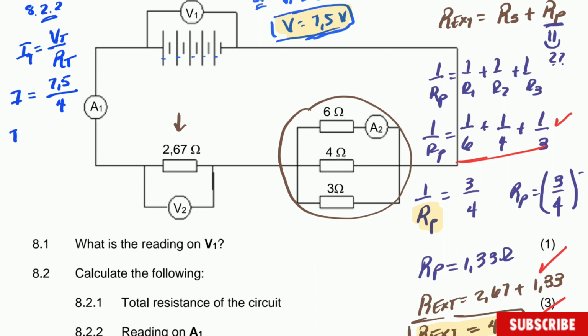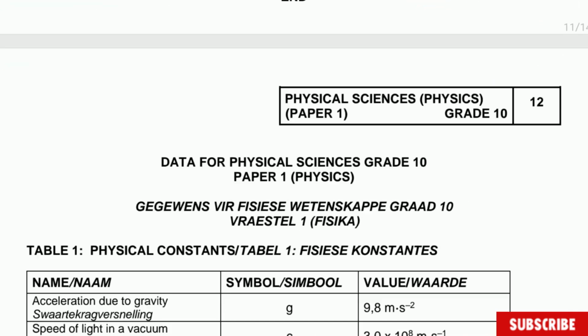So when you calculate the current, you will get 1,8788 amperes. That is the answer for this specific ammeter there. Now, how do we mark this one? This is one mark for this formula, one for this substitution, and one for that answer. It's quite simple. This formula is not given to you because it's not part of grade 10. It will be done in grade 11.